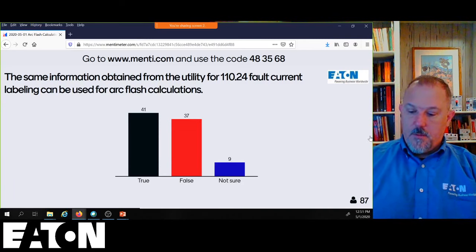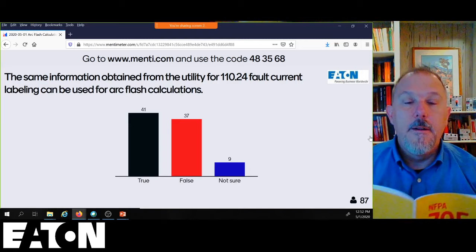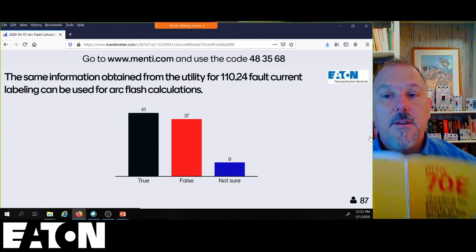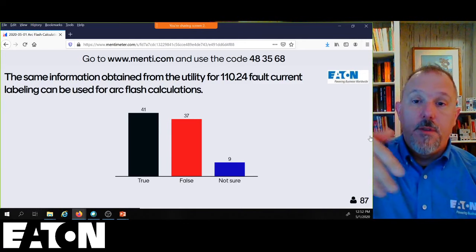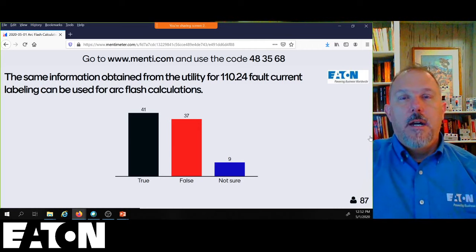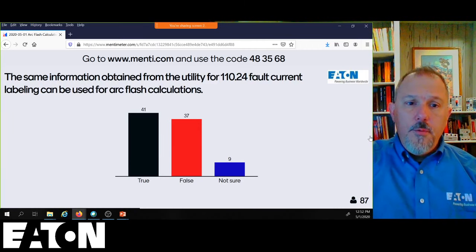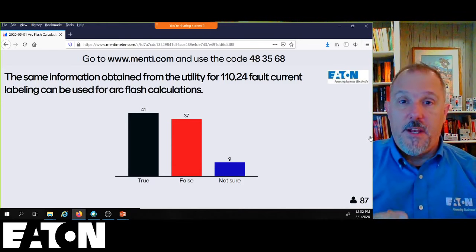130.6 is the area where you're going to have your incident energy methods described, and basically what you're doing here is calculating incident energy, and we're going to walk through the components of an incident energy calculation. You may not just need the maximum available fault current. You may need the minimum available fault current.